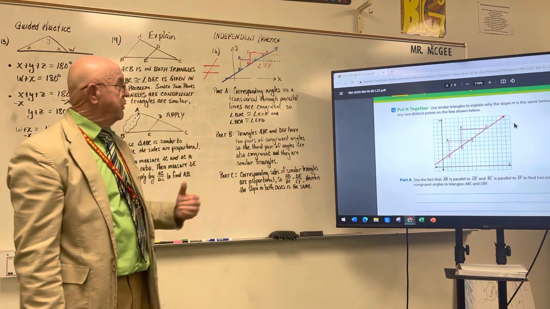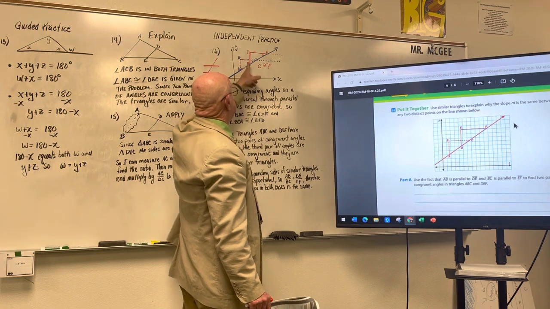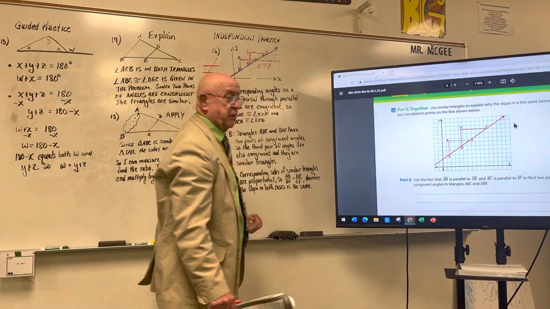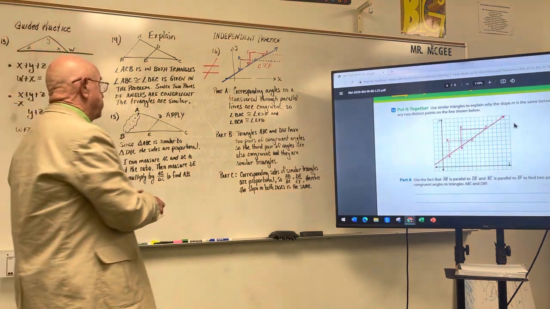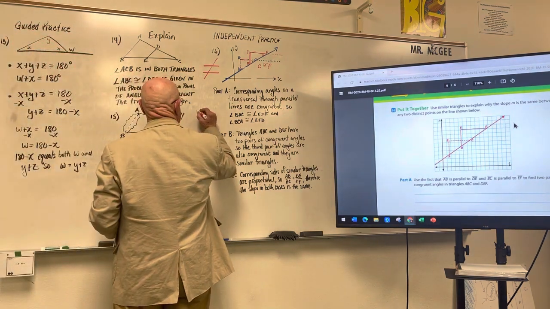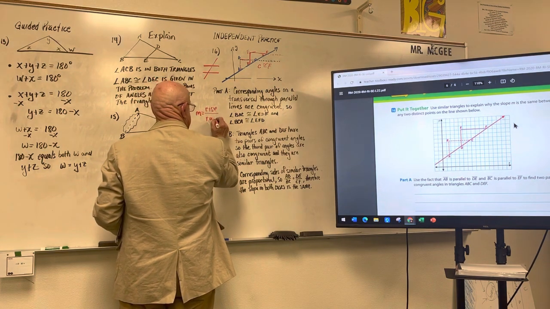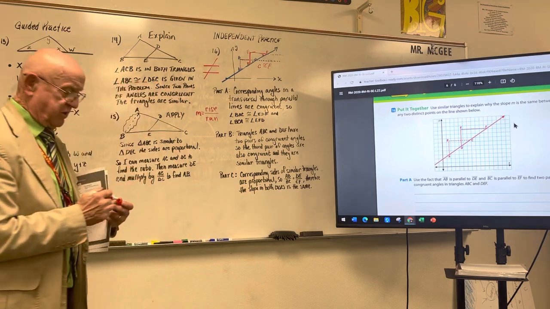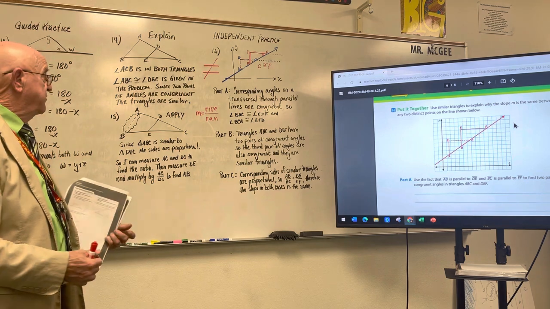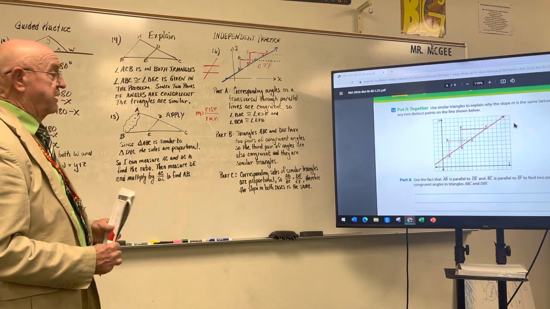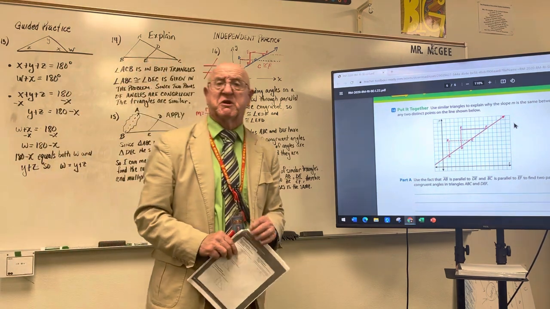It's the rise over the run. AB is the rise, BC is the run, DE is the rise, EF is the run, right? So we have the rise over the run in both cases, and we know that slope M is equal to rise over run. And since the rise over the run are the same fraction, we have similar triangles and the same slope.